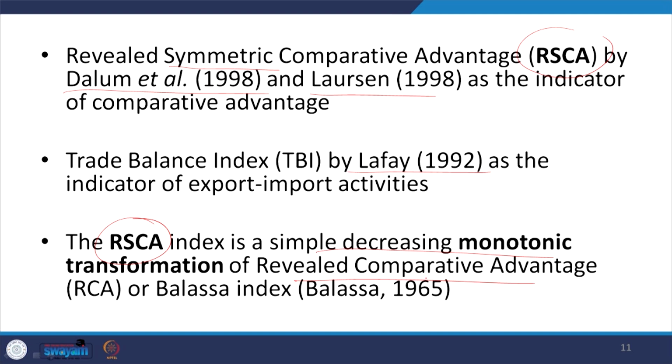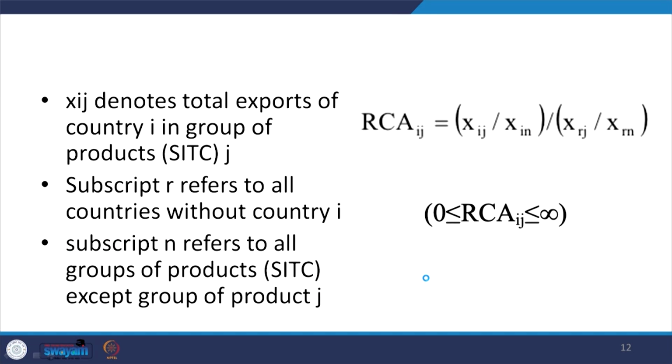in a 1965 paper. So, what do we mean by revealed comparative advantage? We have already discussed. I said it is simply a ratio, numerator to denominator. The numerator stands for the specific country, and the denominator stands for the countries other than that country, or the world as a whole.